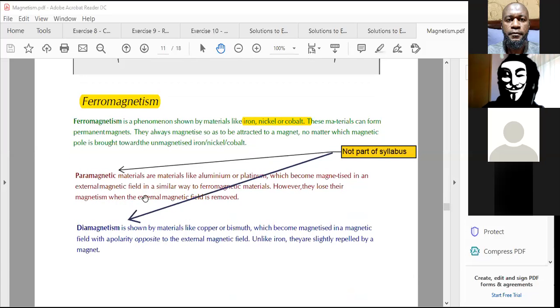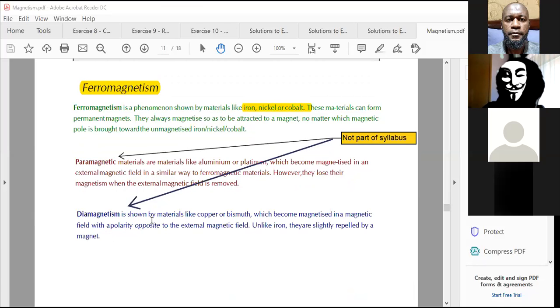Then you've got paramagnetic materials. These are materials like aluminum, platinum, which become magnetized in an external magnetic field in a similar way to ferromagnetic materials. However, they lose their magnetism when the external magnetic field is removed. This is just for your own information. You don't have to study this. It's not part of the syllabus. Syllabus only looks at ferromagnetism.